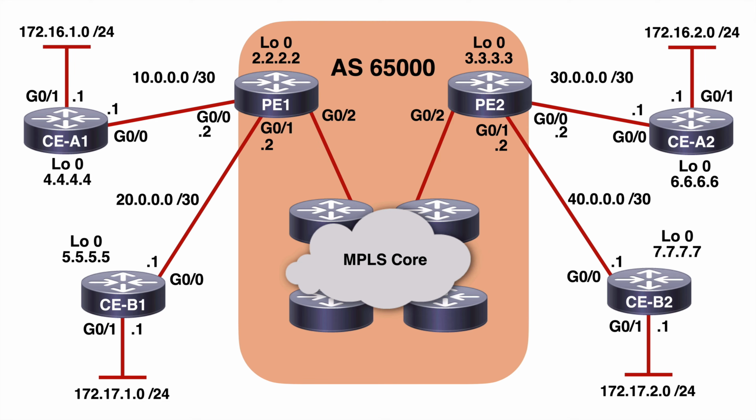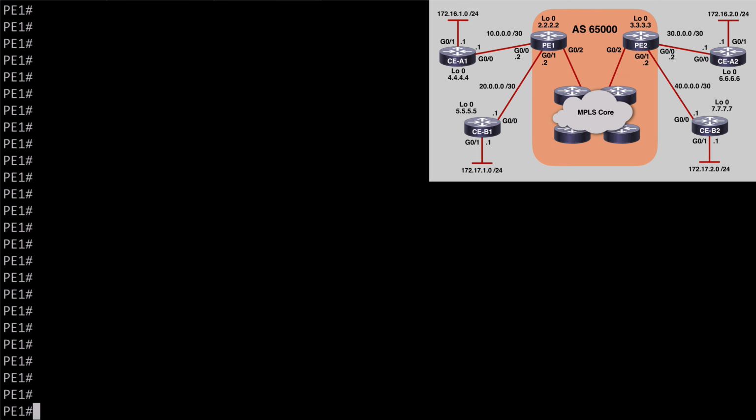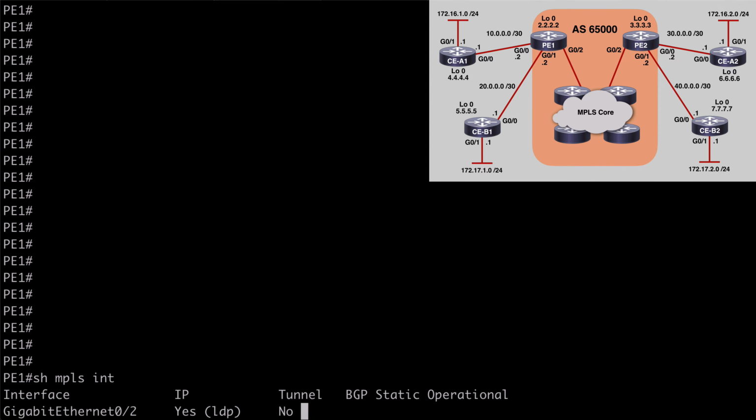We also have four customer edge routers labeled CEA1, CEA2, CEB1, and CEB2. So each of our provider edge routers has a customer A site and a customer B site, each individual customer having two sites in this network. We're going to configure an MPLS Layer 3 VPN for VRF-aware routing, where we'll implement separate VRFs for each of these customers.